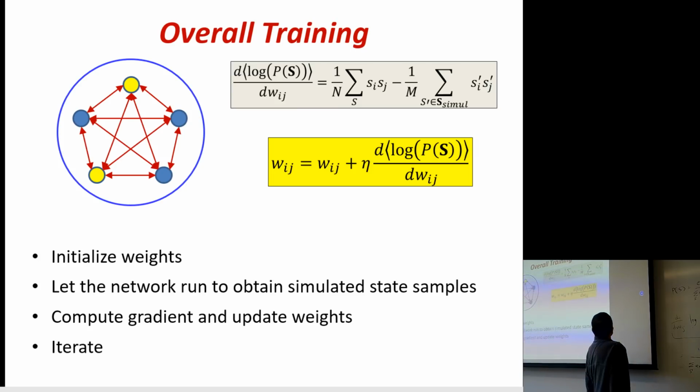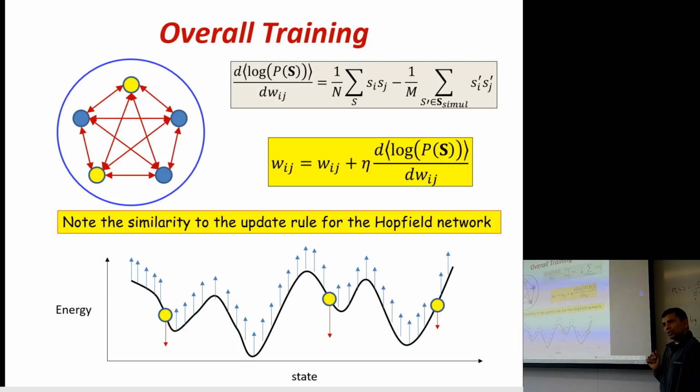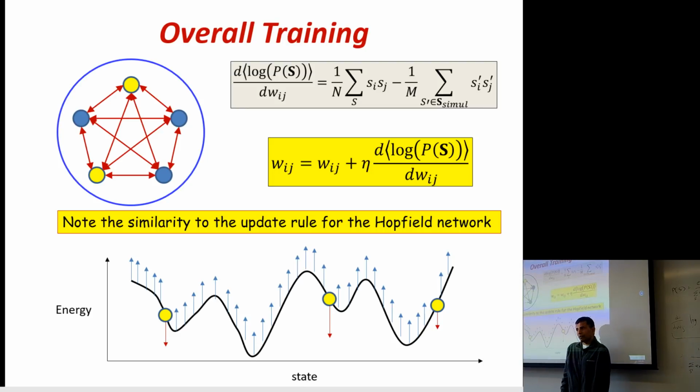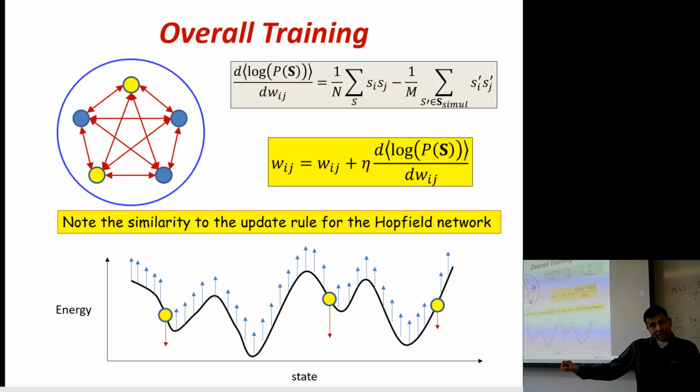So what does this actually remind us of? So here is the overall training process, right? You initialize the weights, let the network run to obtain simulated state samples, compute the gradient as I have written it up there, and update weights. What does this remind us of? This is our Hopfield network all over again, right? This is exactly what we did. The first term over there is the average energy over all of the memories that we are trying to store. And the second term is the average energy over a bunch of random samples, right?